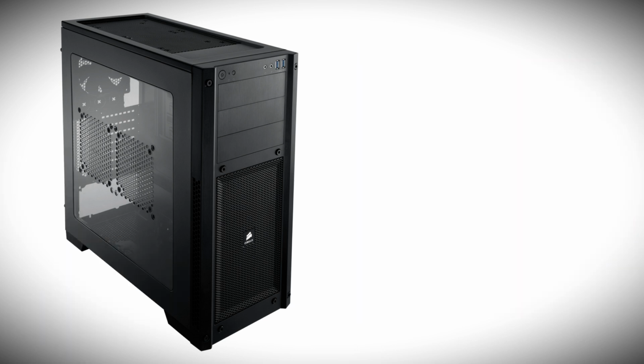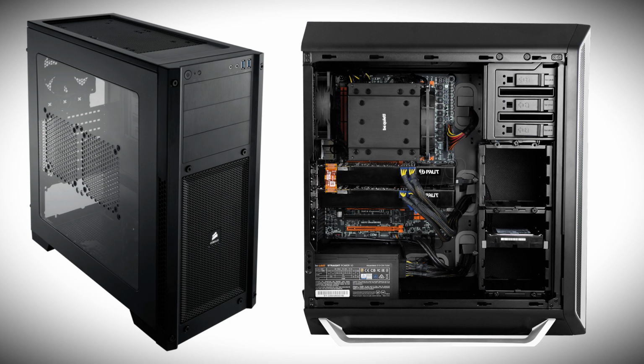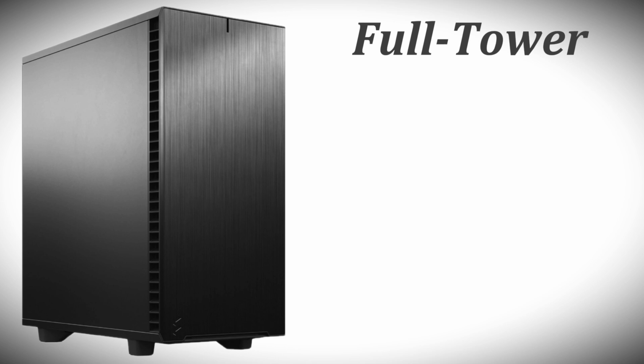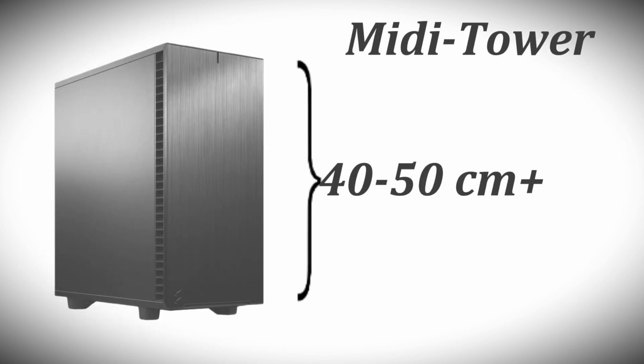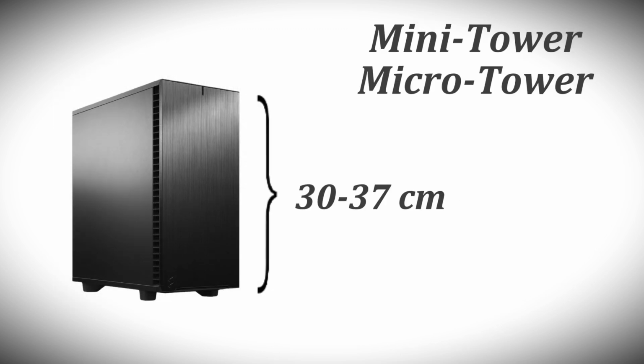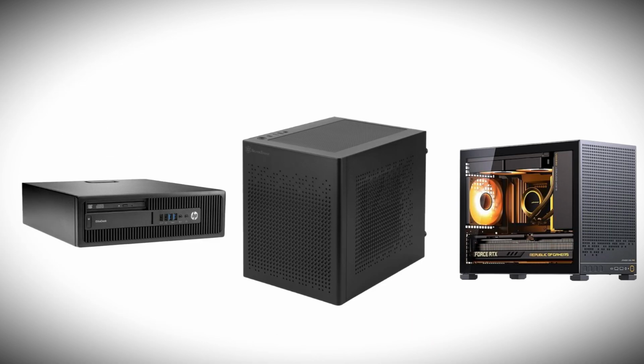Case. This is the metal box that holds all your PC components in an organized way. Cases come in different sizes: full tower, large cases, over 50 centimeters; mid tower, the most common type, 40-50 centimeters; mini and micro towers, compact options, around 30 to 37 centimeters; SFF, small form factor, the smallest cases, including styles like desktop, cube, and sandwich.